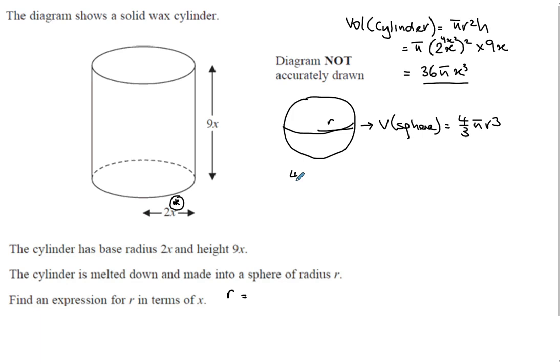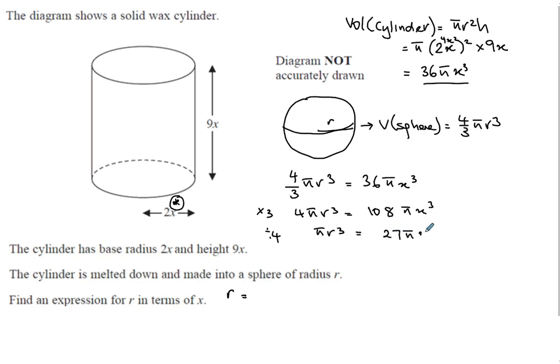So then you know 4/3 pi r cubed must be equal to 36 pi x cubed. Okay? Now looking at that, the first thing I feel comfortable about doing is multiplying by 3 so I can get rid of the denominator. So I've got 4 pi r cubed equals 36 times 3 is 108 pi x cubed. I'll divide by 4. So I'll have pi r cubed equals 27 pi x cubed.